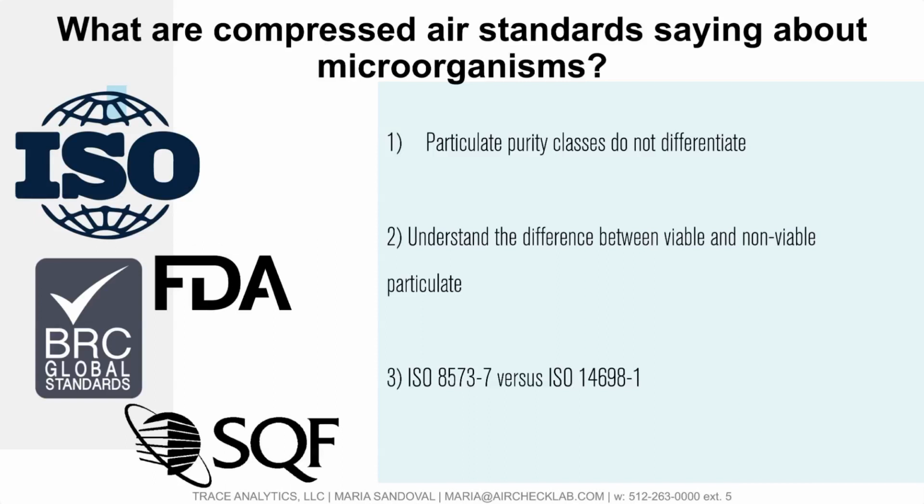So some of these standards talk about microorganisms and some just allude to microorganisms. For ISO 8573, the test methods and purity classes for compressed air, many of you probably have compressed air that is class 2-2-2 or 2-3-2. Those particulate purity classes do not differentiate between viable and non-viable particulates. So what does that mean? That means that particulate contamination is being encumbered with microorganisms, because microorganisms are a particle, and your purity classes for particulate are not differentiating those two.